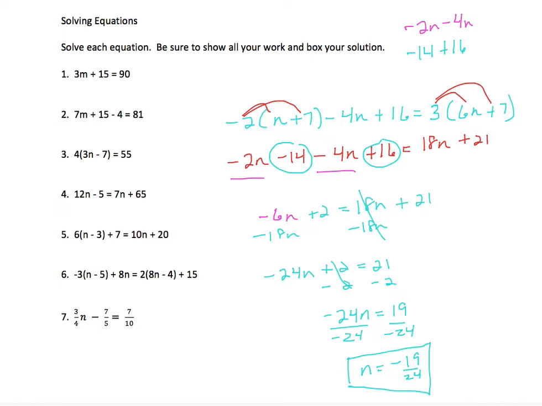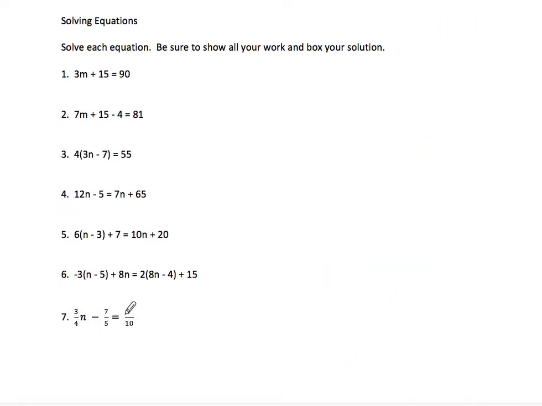Last one I want to do, guys, one like number 7. So we could do number 7 just like we've been doing the other ones. Let's say 3/8 n plus 7/12 equals 11/2. What I want to do here, and we've done this already in class, is change these fractions into whole numbers just to make it a little bit easier for us.